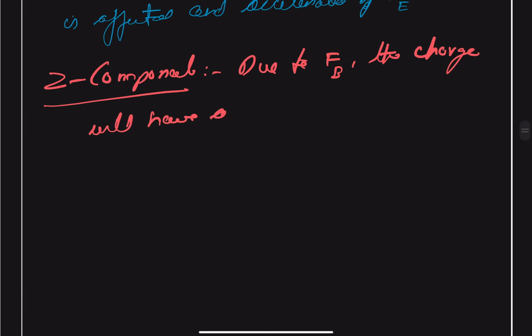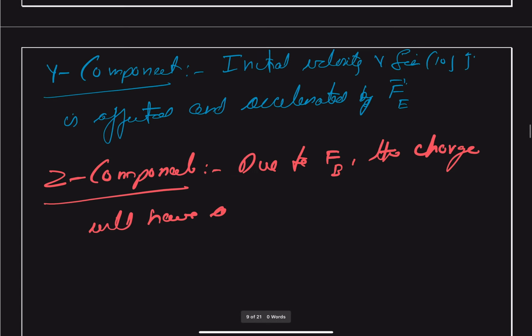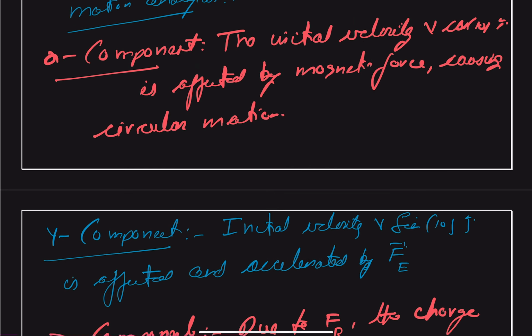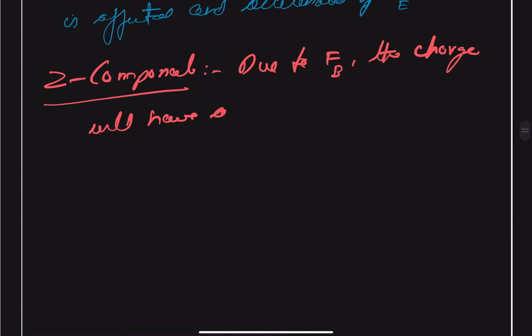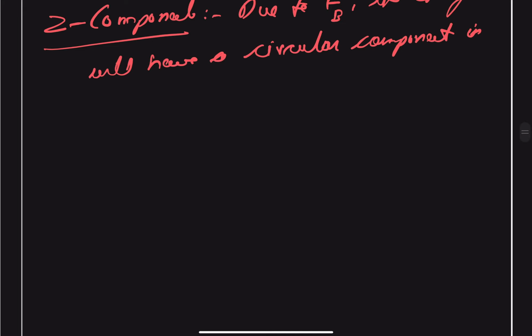and here velocity is in this direction and magnetic force in this direction. Yeah, this is correct one. So this is our magnetic field and this is our velocity. And due to Fp, the charge will have a circular component in xz plane.